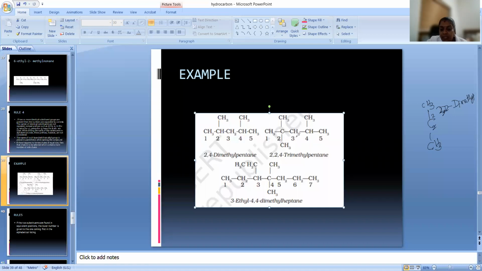So 1, 2, 3, 4, 5. 1, 2, 3, 4, 5. Okay, so if you are numbering from this side and this side, you're getting 2, 4. So why can't you number from this side? We are not numbering from this side because it consists of only one branch. It consists of 2 branches. So those carbon atoms which contain more than one branch, that has to be given first priority. So we will number in this way. So that second 2 is the number this carbon atom is getting. Understand?